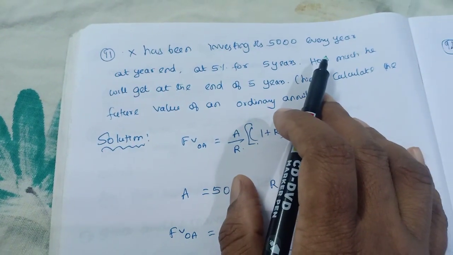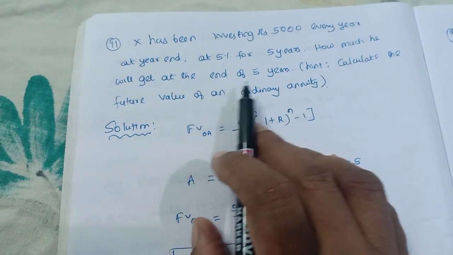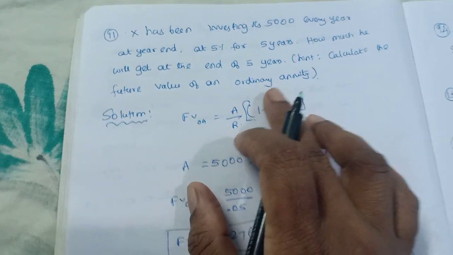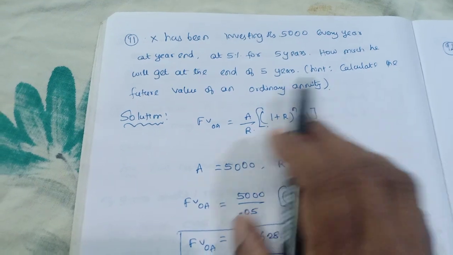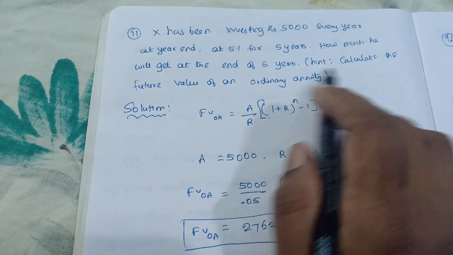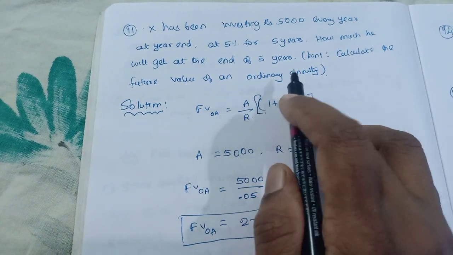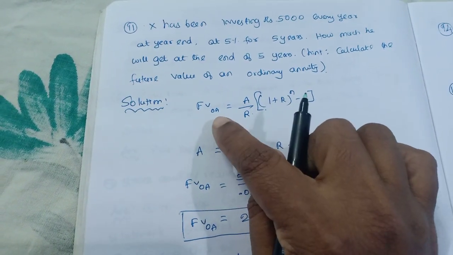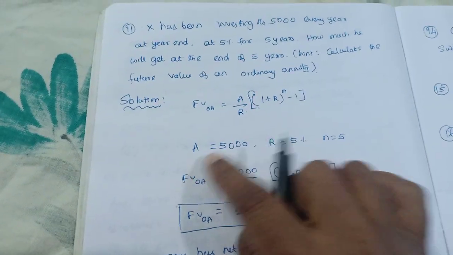X has been investing rupees 5,000 every year at year end at 5% for 5 years. How much will he get at the end of 5 years? Hint also given. This is an exam question, friends. All the questions are exam questions. The hint says: calculate the future value of an ordinary annuity. So we need not consider any other thing. They have directly given that it is a future value of ordinary annuity, so we can directly apply the formula. Future value of ordinary annuity is A divided by R, into (1 plus R) whole power n minus 1. This is the formula. Then we are substituting.